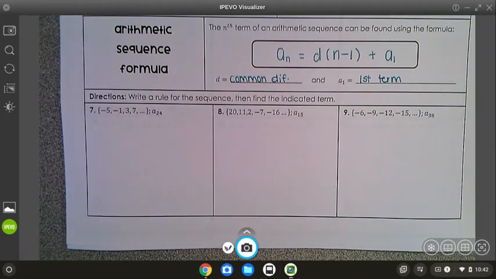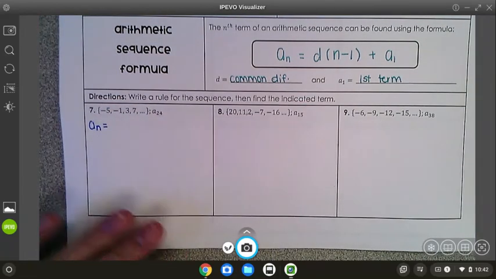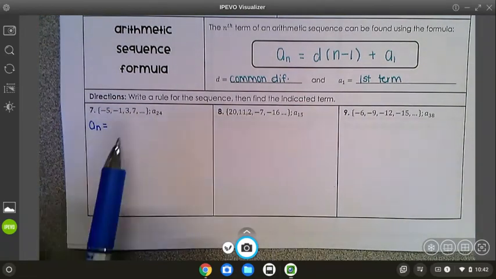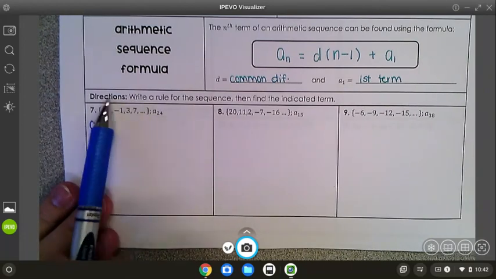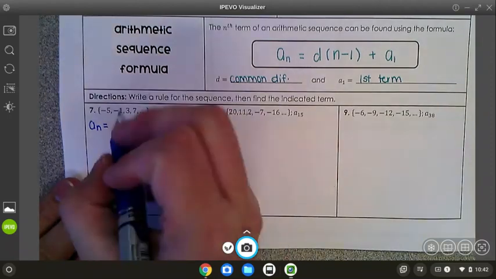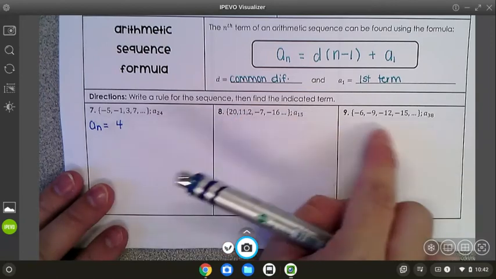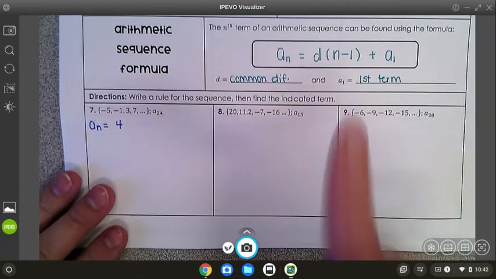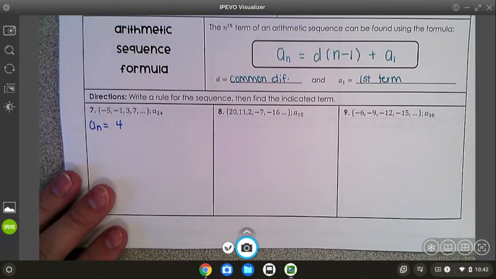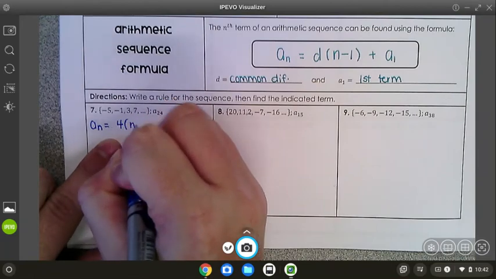So number 7, our formula, we first need to figure out the common difference. So look at these numbers, use your calculator, and figure out what the common difference is. It's 4. Questions like these where I'm not asking if it's arithmetic, you can assume that it will already be. I'm not going to ask you to do this and have a trick question in there. So the common difference is 4.